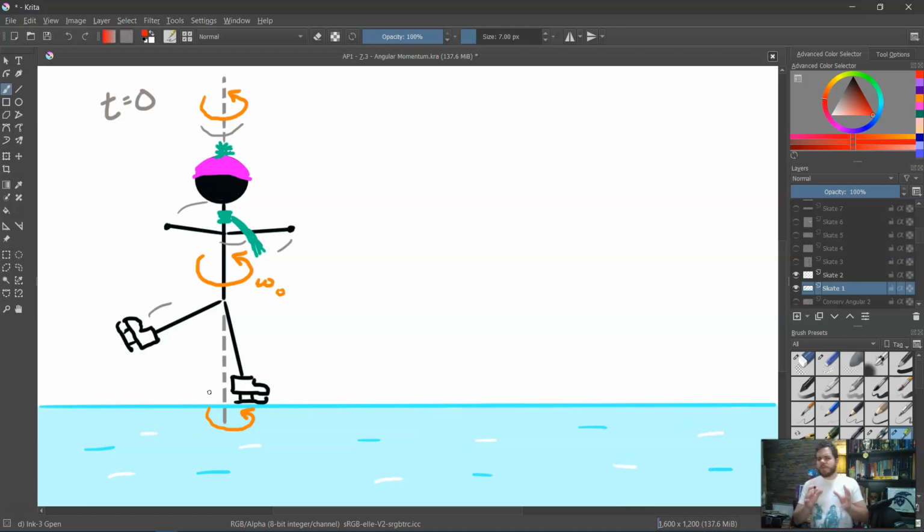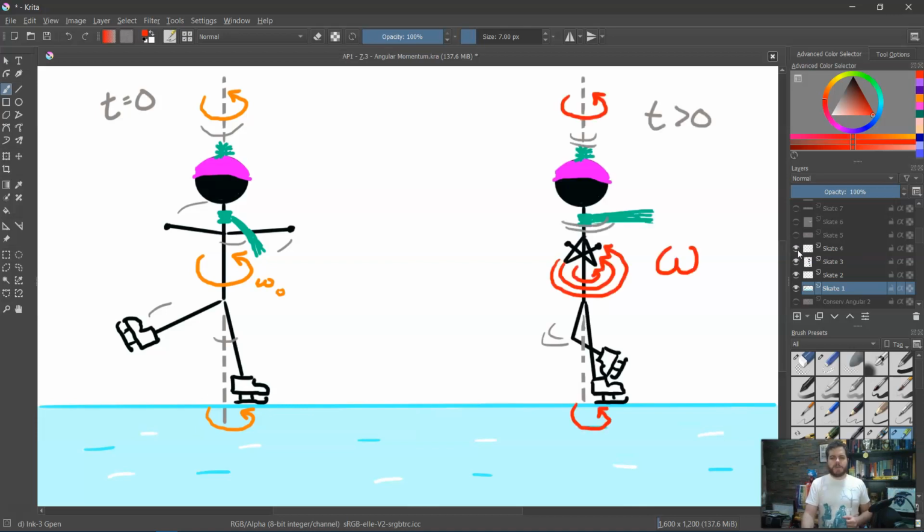And a lot of you know what's going to happen here because you've seen the Olympics before: if this person even starts to pull their arms and legs into their body as they're spinning, they're going to start spinning faster. We're going to gain angular velocity, and we're going to start spinning more quickly around that rotational axis. But why exactly is that happening?